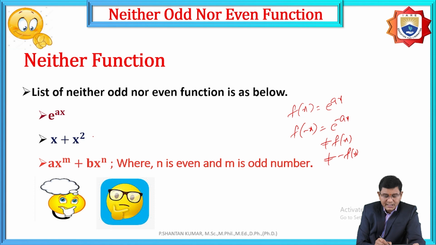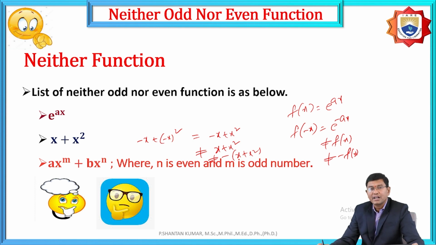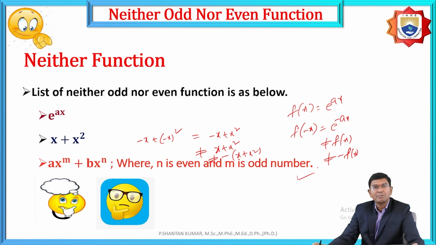Another example is x plus x square. Here also, if we replace x by minus x, we get minus x plus minus x whole square, which is minus x plus x square, and it is not equal to x plus x square or to minus of x plus x square. That means, by observing this, it is also a simple example of a neither function. And here a x power m plus b x power n, where m is even and n is odd, is also clearly a neither function.